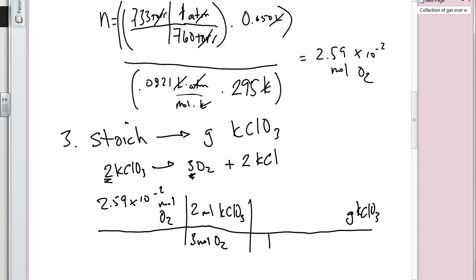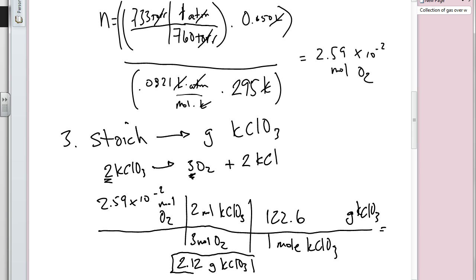Then I'm going to do my mole ratio of 1 mole KClO3. Sorry, this is not a mole ratio. It's just a conversion from moles to grams. And then I just calculate the molar mass of KClO3, which is 122.6 grams. And I'm going to run it through my calculator, and I get an answer of 2.12 grams of KClO3 used. So in this problem, we actually applied 3 different principles.